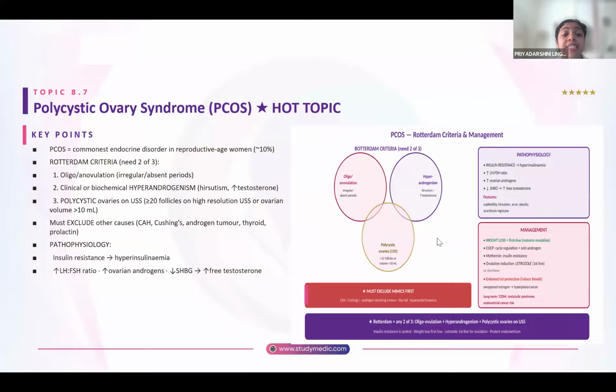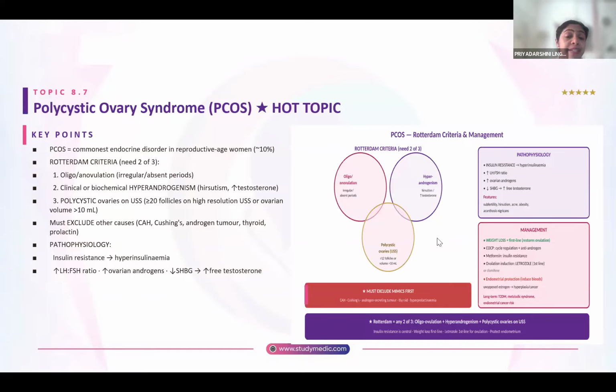Or there can be hyperandrogenism, that is excess feature of androgen. And this can be either a clinical feature like excess hair development in abnormal areas, or there can be just biochemical hyperandrogenism. In biochemical hyperandrogenism, there will be increased amount of testosterone levels. The last feature is the appearance of polycystic ovaries in your ultrasound. Now, how do you diagnose this in an ultrasound? If you're using a high resolution ultrasound, then the number is going to be more than or equal to 20 follicles. If you're using a normal resolution ultrasound, it still remains as more than or equal to 12 follicles.